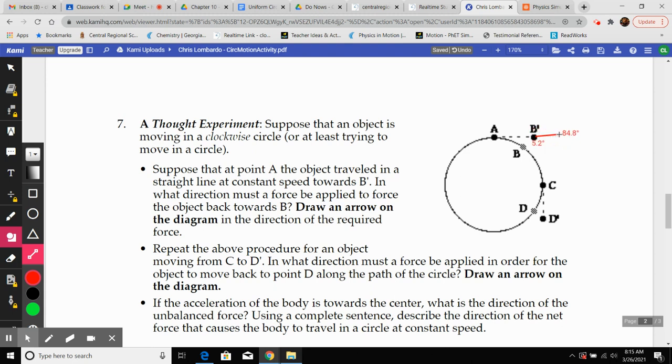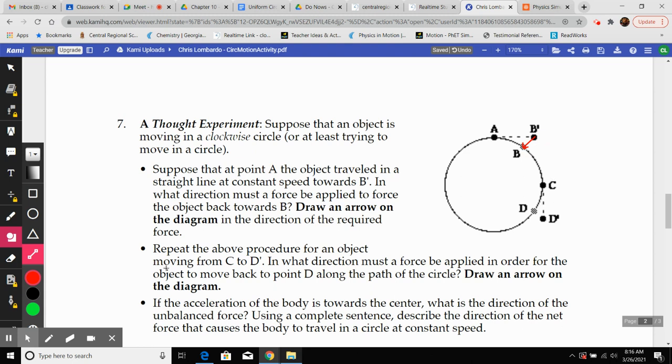So if I drew my arrow out this way, is it going to go from B prime to B? What about this way? No. What about this way? No. How does it have to go? Inward. Bingo. So since that force needs to be directed inward, that is the acceleration that follows. The acceleration is in the same direction as our net force.